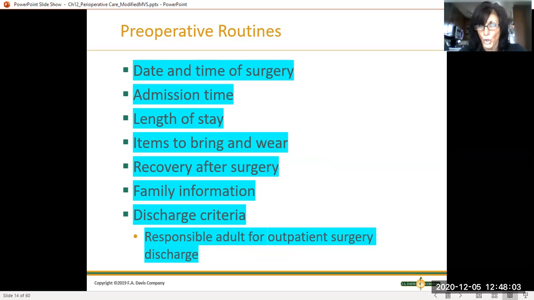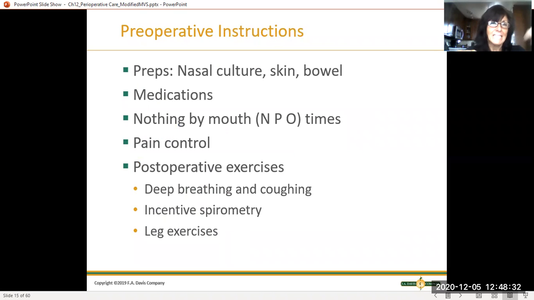What's recovery going to look like after surgery, right? What kinds of information does the family or caregiver need to have? And if the patient is getting discharged, what are the criteria that we're using to determine, yes, the patient's ready to go home, and who is going to be driving them because they're not driving themselves? So who is the responsible adult that's going to be claiming that patient at the time of discharge, right?